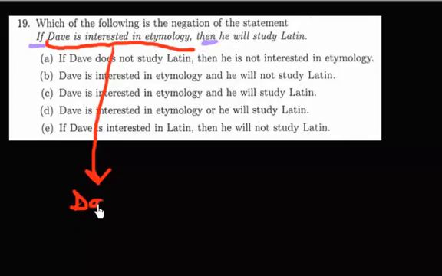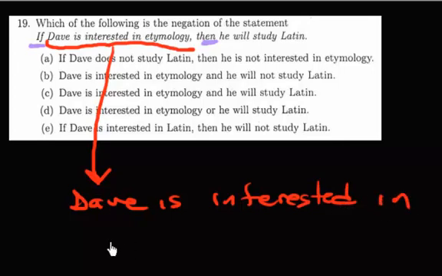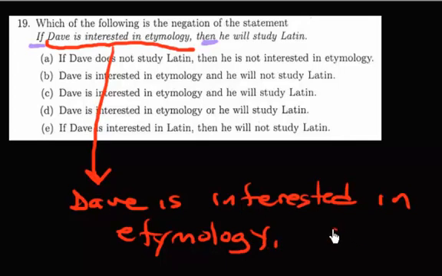So Dave is interested in entomology. Okay, so you've satisfied the condition part. But the only way that this if-then can be false, in other words, how is the negation formed? Well, you satisfied the condition, Dave is interested in entomology, but you don't satisfy the consequent, meaning you didn't follow through with your promise. And so, if Dave is interested in entomology, then he will study Latin.